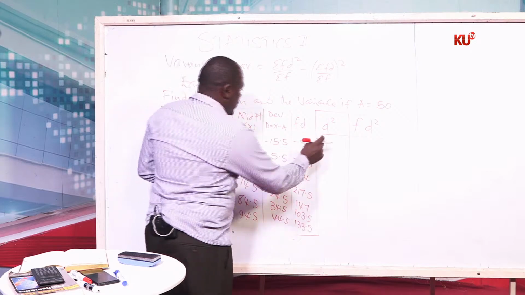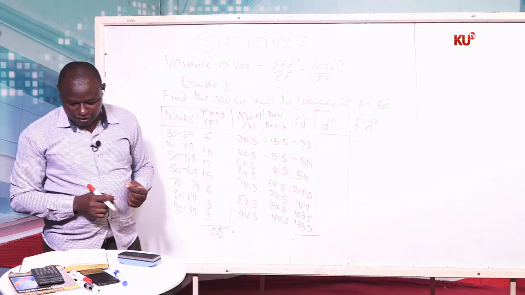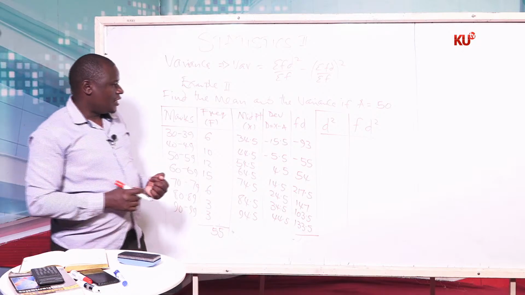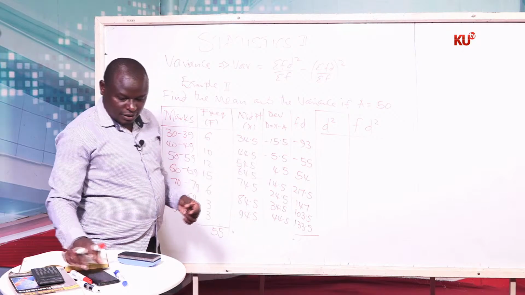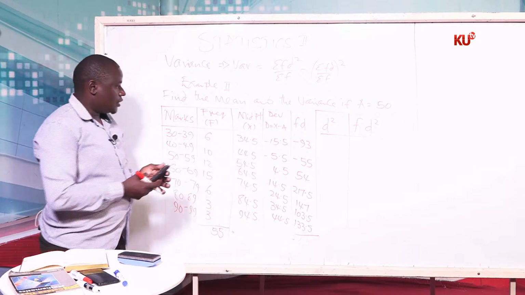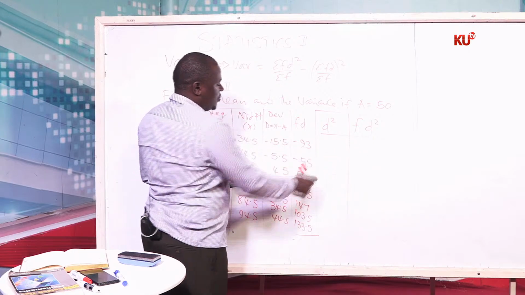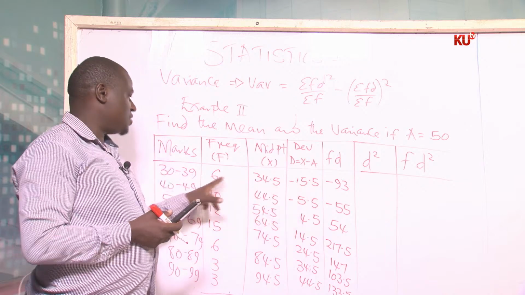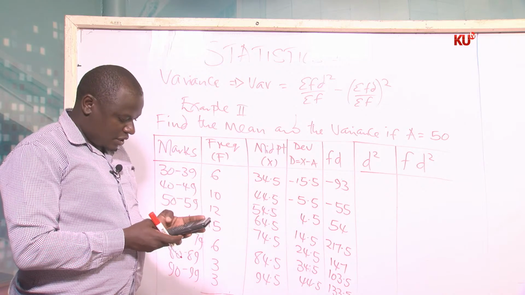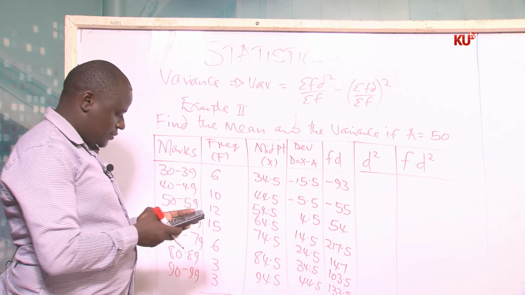Good. D squared means you take deviation, you square that. If you are very keen, you can do that. Now I want us to fill the last one to save on time because this one is a column you can fill by yourself. I'm taking D squared times F. So in brackets negative 15.5 squared, whatever it is, times 6.